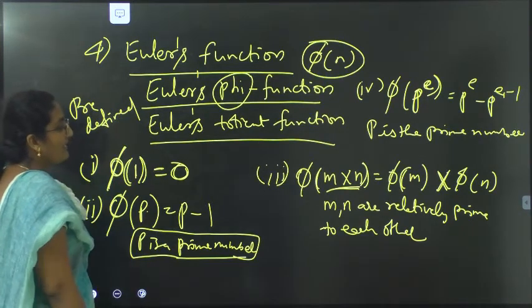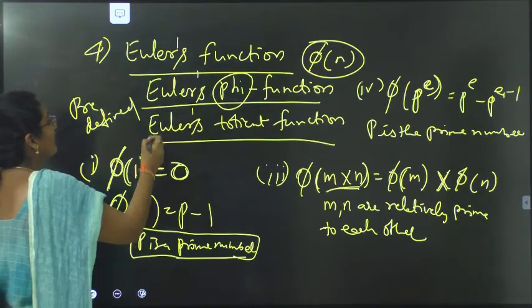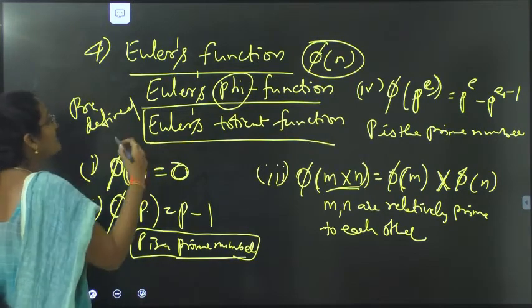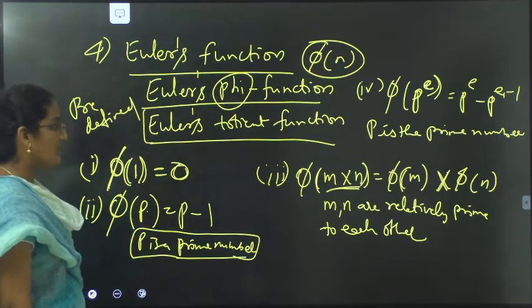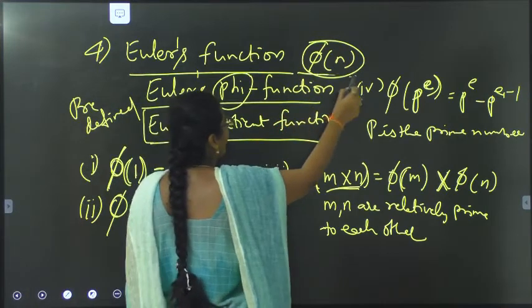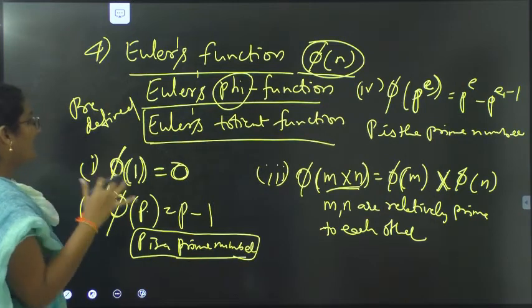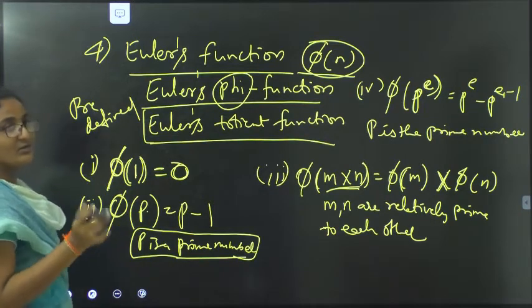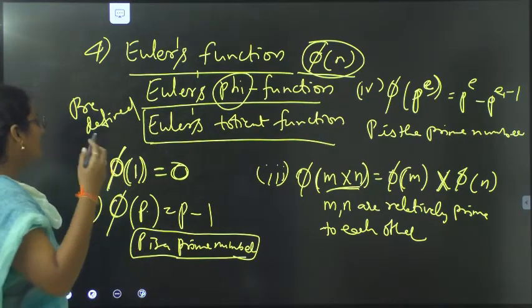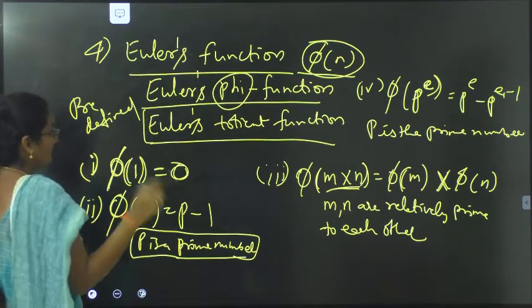So these four are the predefined statements we are going to use from the Euler's totient function. Simply we can call it Euler's function or Euler's totient function, represented with phi of n. We already discussed prime numbers. Now, some predefined statements we are using, as we use predefined statements in the division rule. These statements we will use while solving the algorithms.